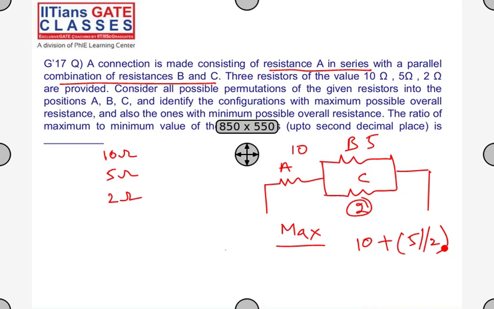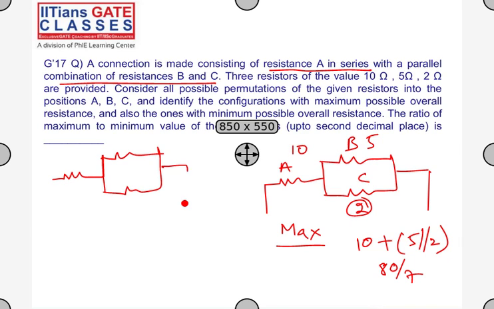Meanwhile, find the value: 5 parallel with 2 is 10 by 7. 10 plus 10 by 7 is 70 plus 10 by 7, 80 by 7. Maximum resistance is 80 by 7. Now I want to find the minimum resistance. For minimum resistance, I want 2 here.